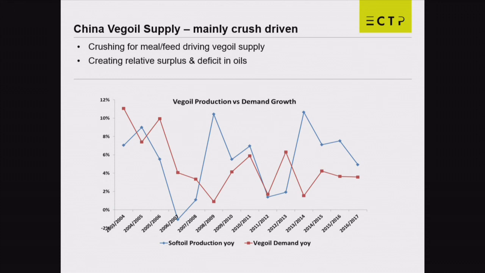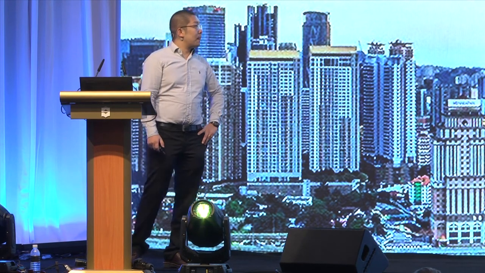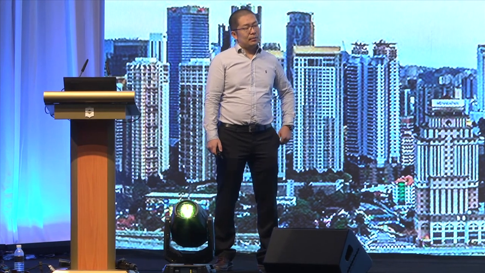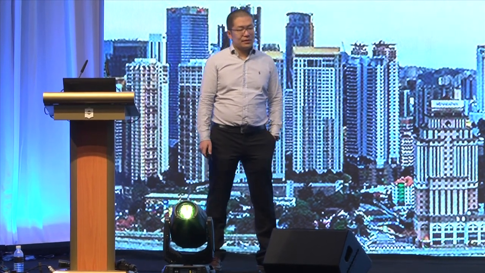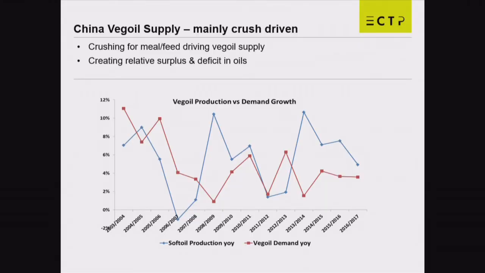Okay, so that wraps up the demand side of the equation, and let's turn to the supply side. So the supply of veg oil, like we said, is mainly from crushing. Basically, most of it is crushing of imported soybeans. In terms of the chart, the blue line is the soft oil production, and the red line is the veg oil demand year-on-year increase. Both are relative values. So if you see that there's a gap in certain years.